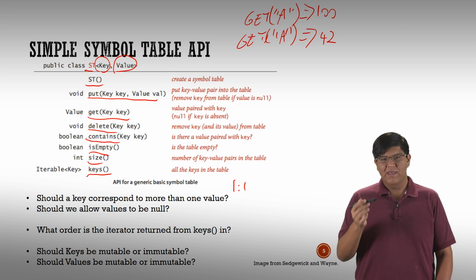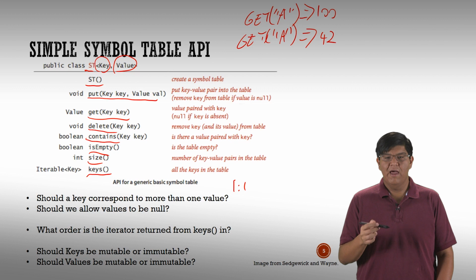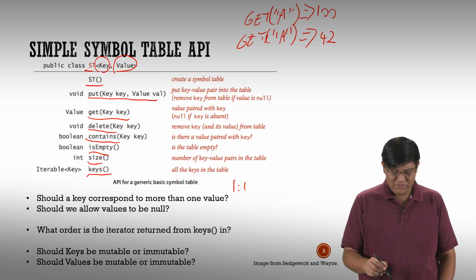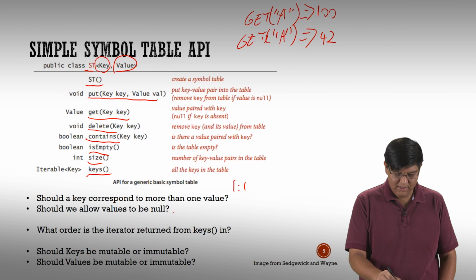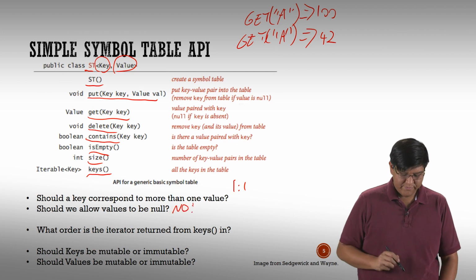Okay, so in this case, I can't tell the difference between a key that's been deleted and a key with a null value, right? Because that null is how I represent something that has been deleted. So here, I should not allow this, right? This is not a good thing. So I should definitely not allow that.